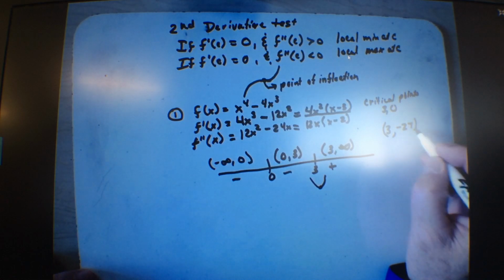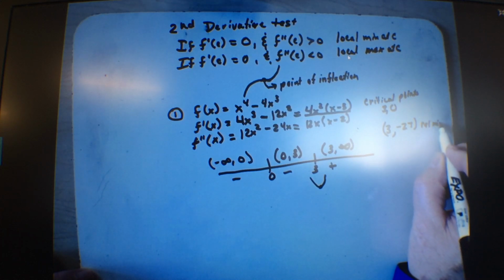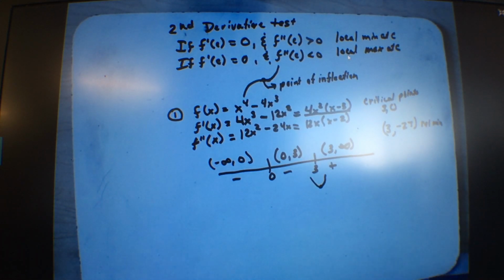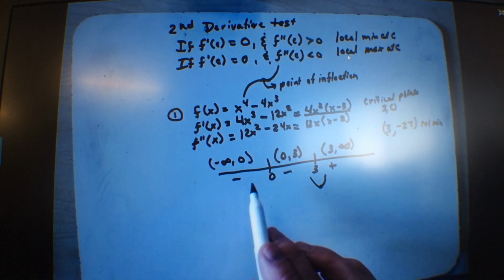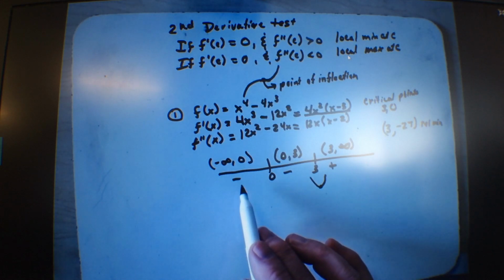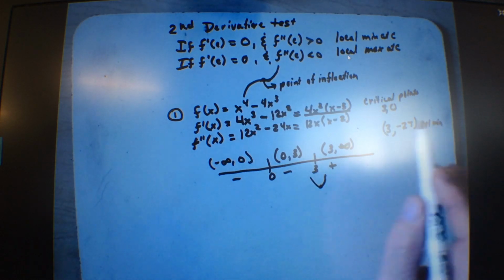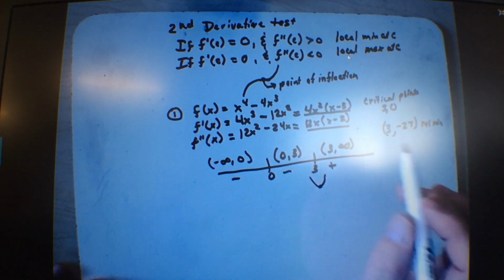Negative 27. So we said 3 and -27 was a relative minimum. Is that correct? Now what's happening here? The slopes were going down and then continue to go down, correct? That's a problem. We'll come back to it in a minute. Let's use the second derivative test.